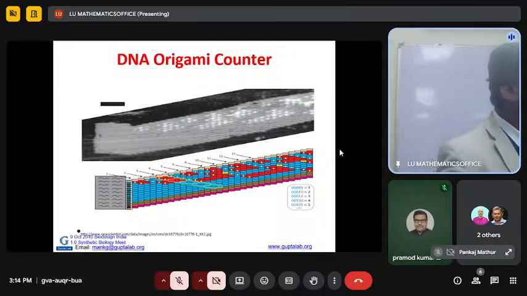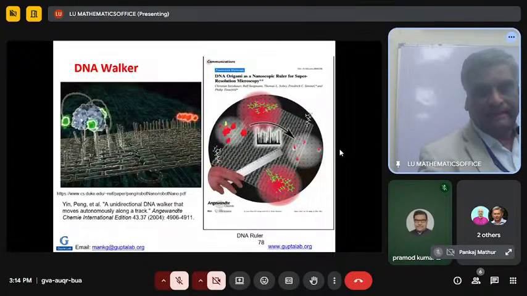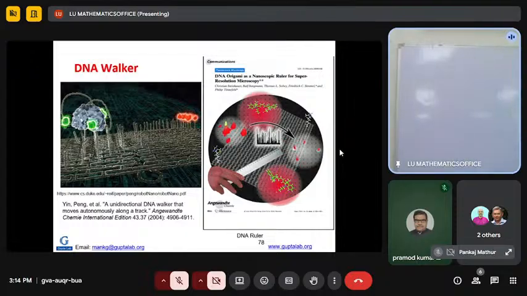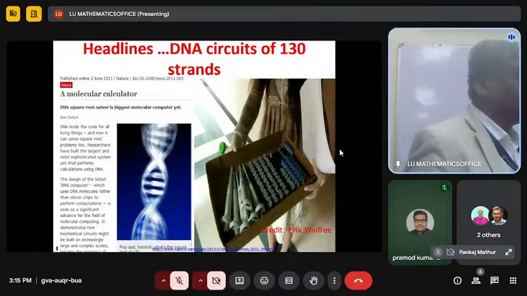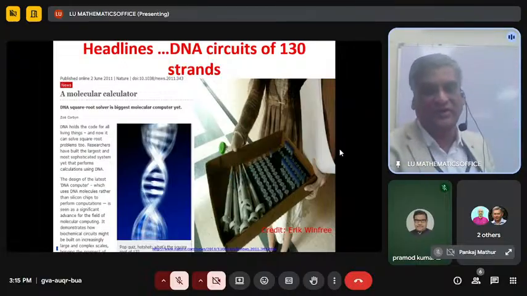Okay, this is the DNA origami counter. DNA walker, a robot, is created. Then a scale to measure distance at the nanoscale has been created using DNA. Then a square root calculator using DNA. This is done by the Winfree Group.